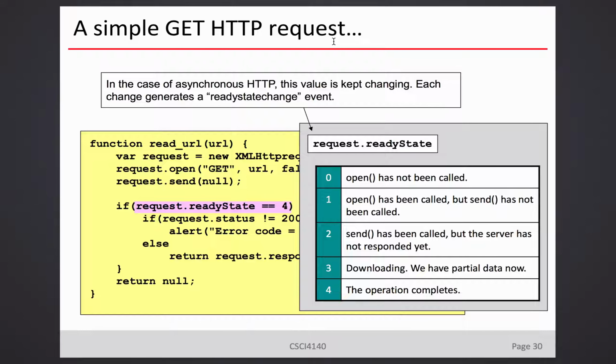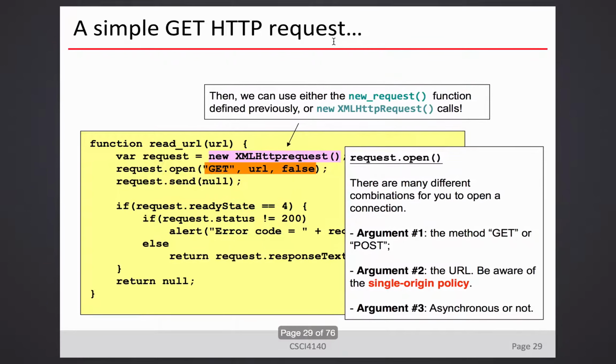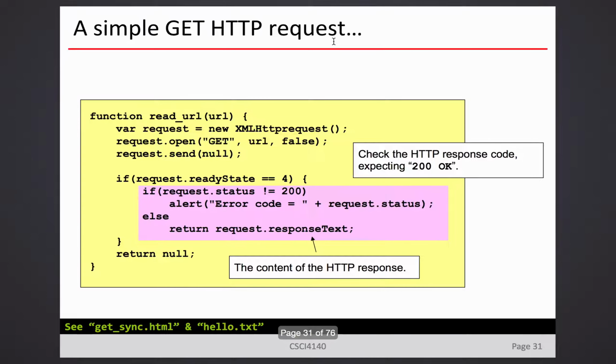So what are the 1, 2, 3, 4? I don't go through every one, but our focus is number 4. When number 4 happens, which is the final value of the ready state, then you can take a look at the results. There's a request status and a request response text. We can look at the status and the response text. The response text may be a zip file, maybe something like HTML content, and so on and so forth.